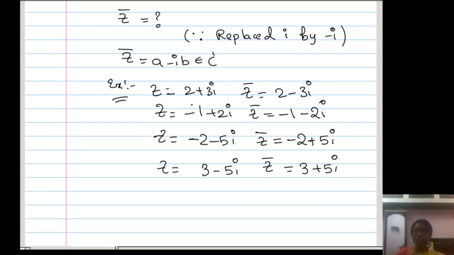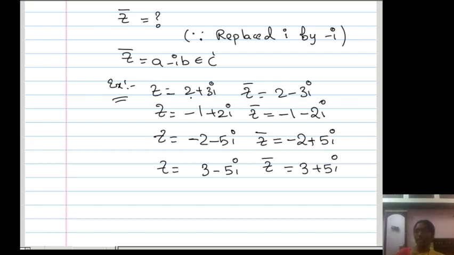So how to find the conjugate of the complex number Z? While finding the conjugate, we are not changing the real part. Real part keep as it is. Only I am replacing I by minus I. Then you will get the conjugate of the complex number.